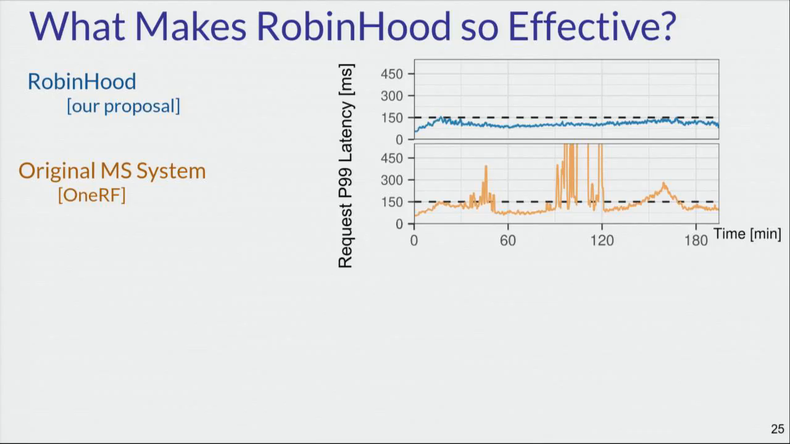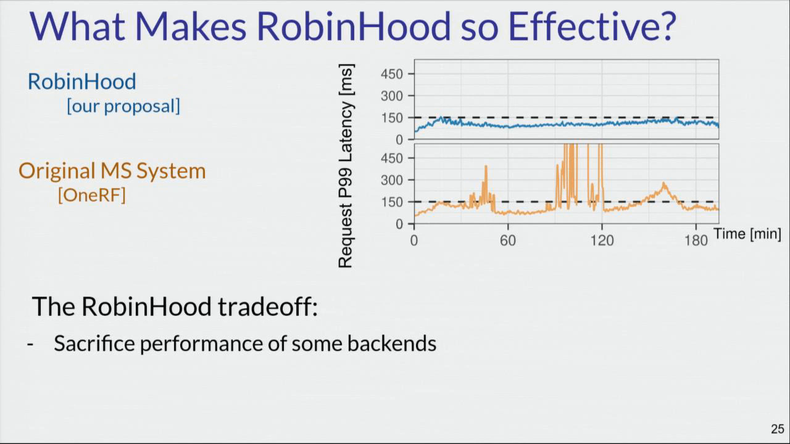Now, you might ask, why does this actually work so well? We only changed the cache, right? That's a pretty small change we did. Well, behind all of this stands the fact that Robinhood makes a trade-off. It's not just doing some magic behind the scenes. It sacrifices the performance of some backends that do not currently matter for the P99 request latency. And we find it actually increases these latencies by up to 2.5 times. So you will get higher latencies on some backends.